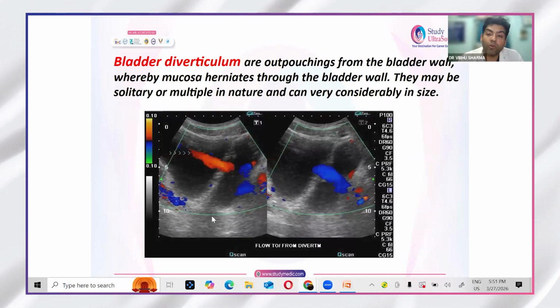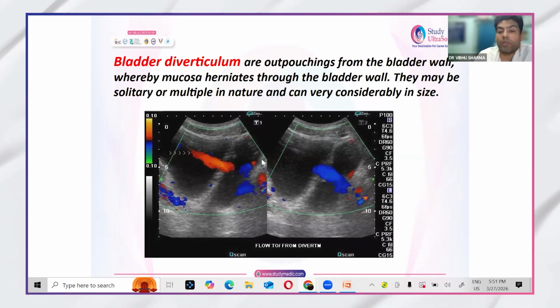So then after these trabeculations comes the diverticula. Diverticula are outpouchings from the bladder wall, where the mucosa herniates through the bladder wall, and they may be solitary or multiple. Considering the size, you can see there's outpouching, and you can see there's a flow within these walls. So the urine is going through and depositing here, and these are like sources of infections in patients with UTI, recurrent UTI.